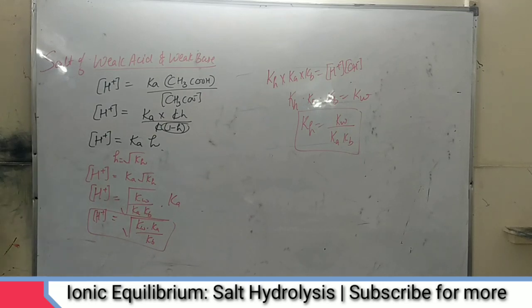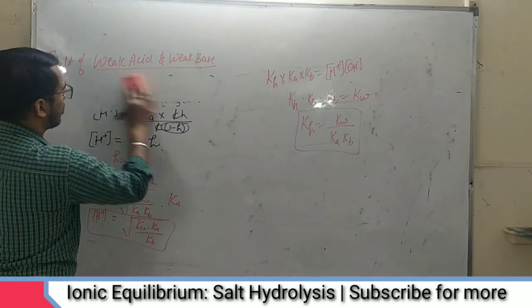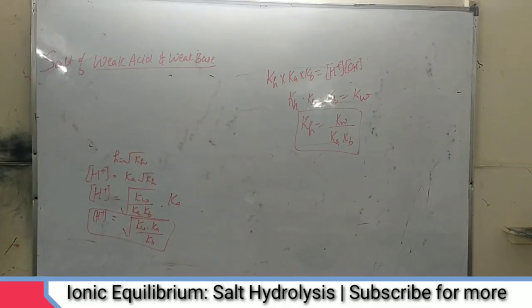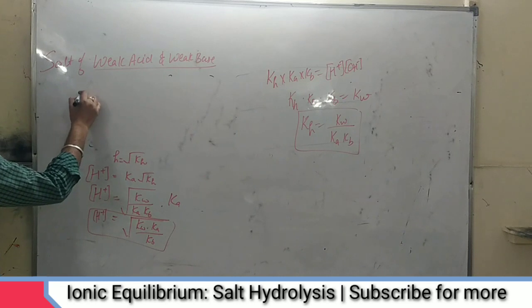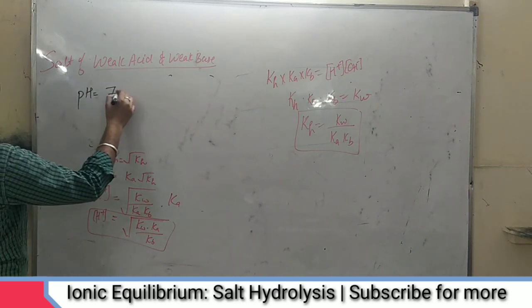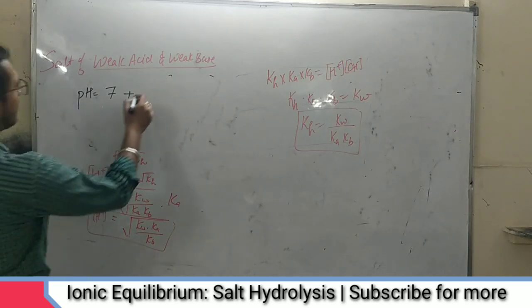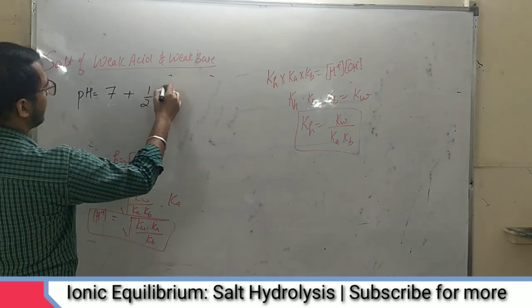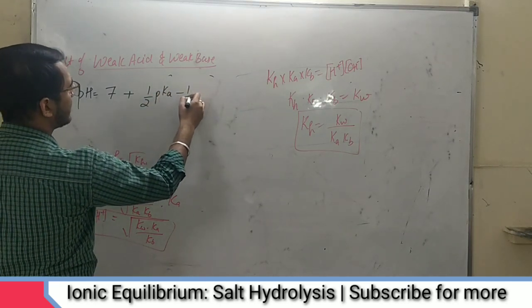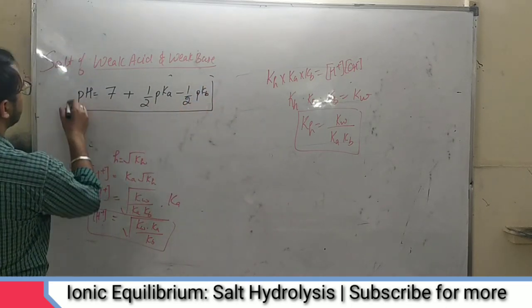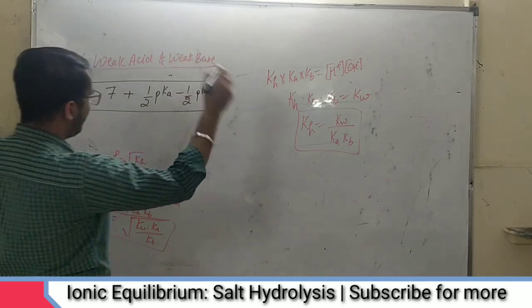And just like the previous one, if I take the pH of the values, if I take log on both sides, I will get the relation as pH is equal to 7 plus half pKa minus half pKb. This is the relation which I will get.